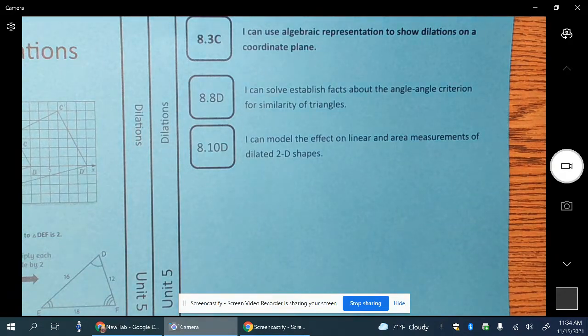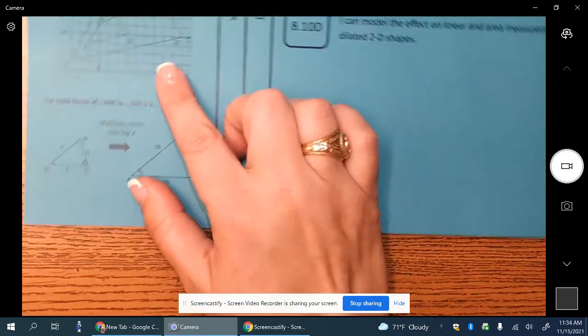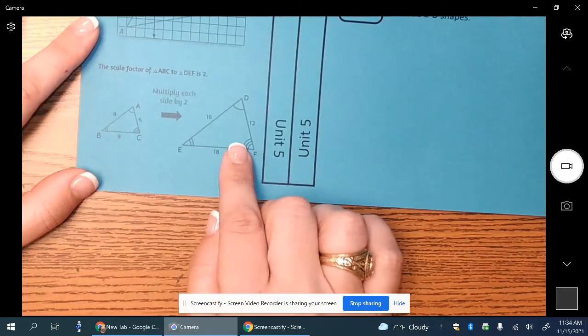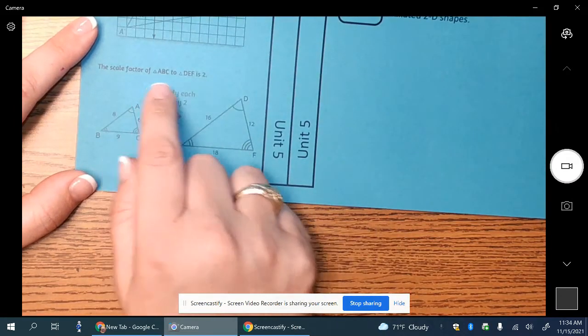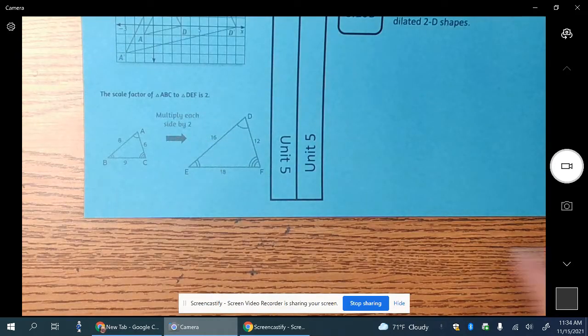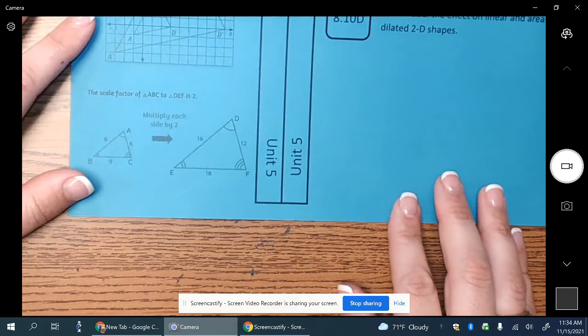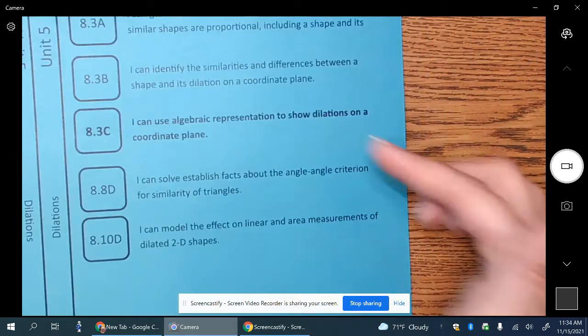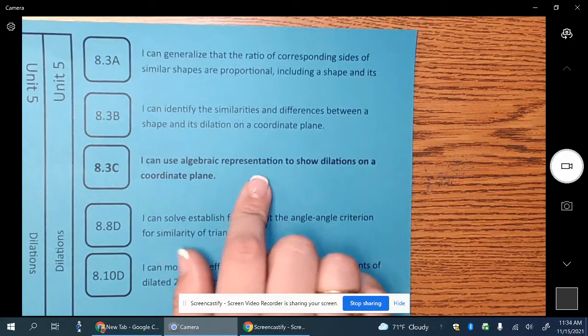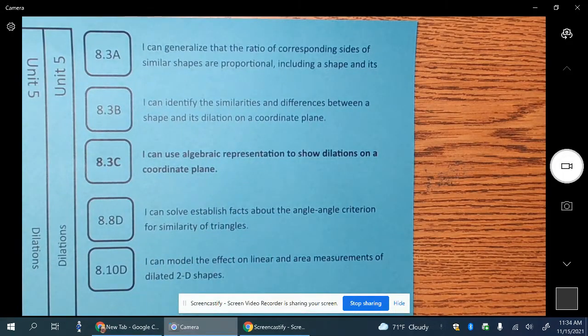There's going to be some coordinate grid stuff on here. There's going to be some shapes and some multiplying. We actually did a lot of this in 7th grade, so a lot of this is going to be review. These are the TEKS. The important one is algebraic representation, which we will not get to till after Thanksgiving. Okay. So fold this paper up.